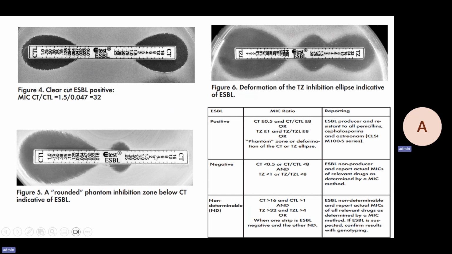Here as well, it is completely cefotaxime resistant, but you see, because of clavulanic acid here, it is producing a phantom zone. So these are again ESBL. This one, if you were pushed to say, might be a CTX-M type of ESBL, but without comparison, it is difficult to say.